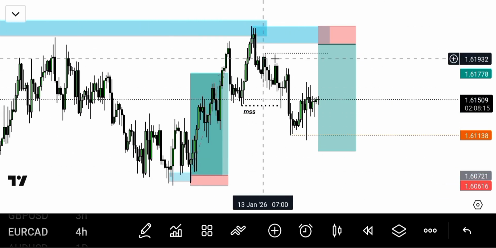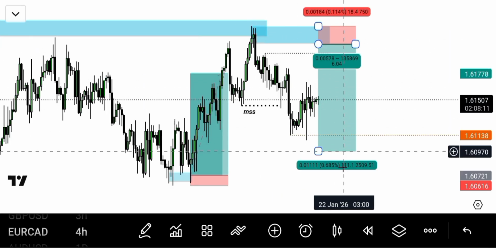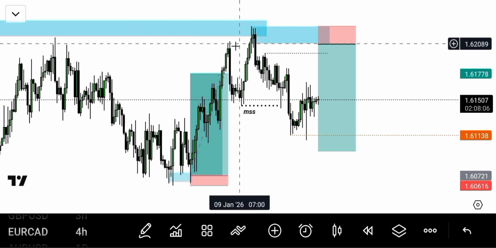So this is what we have here. We have this inducement liquidity. We're expecting price to take it out to continue to the downside. So that's the logic behind this trade we are expecting to take.